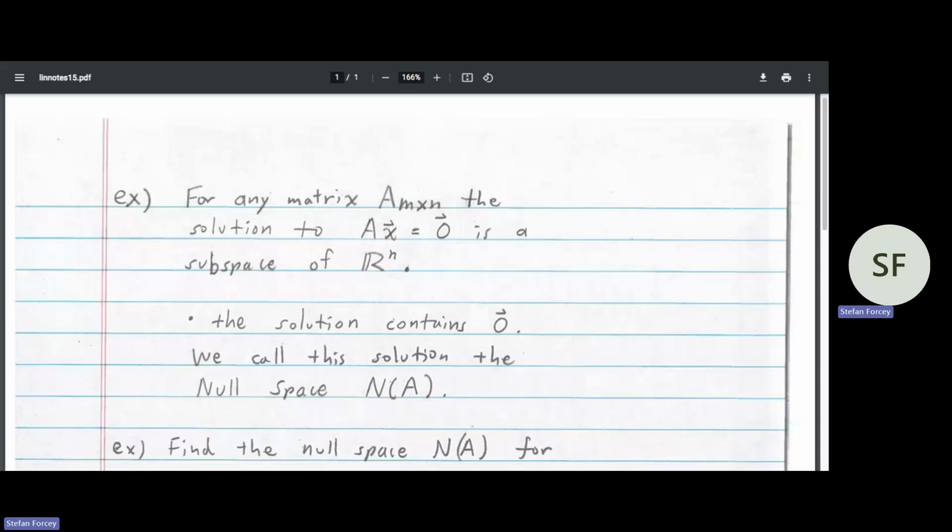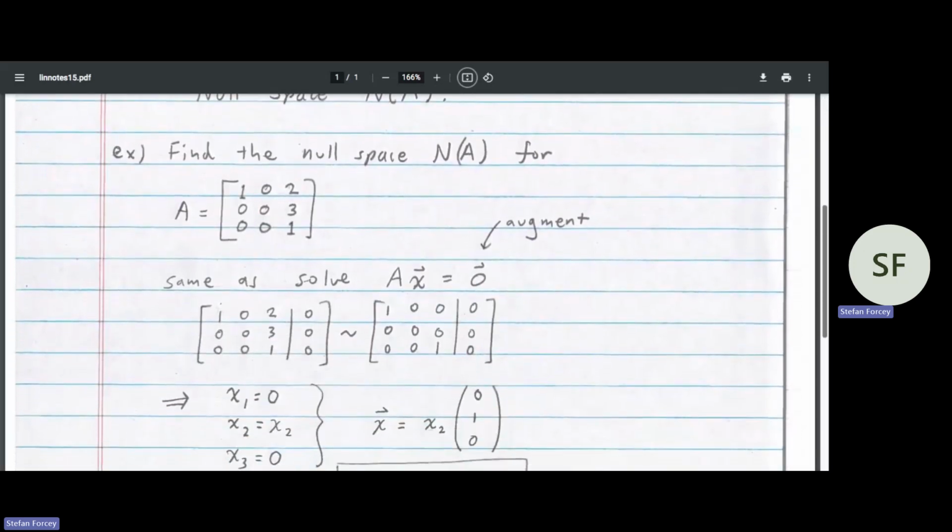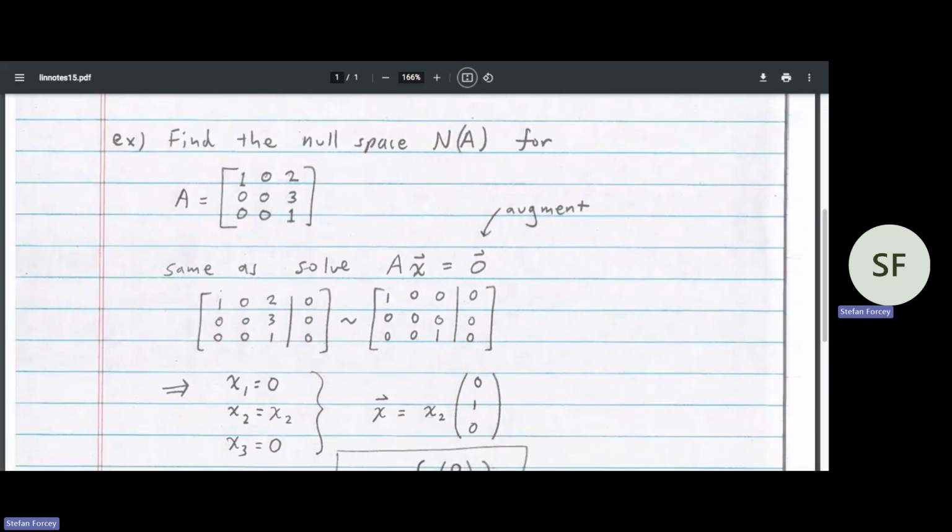But it might have some free variables too. It might just be 0, or it might have some free variables. Either way, we call the whole solution the null space, N of A, or sometimes spelled out null of A. So let's find an example and see what it looks like as a span. Find the null space N of A for this matrix A: 1, 0, 0, 0, 0, 0, 2, 3, 1.